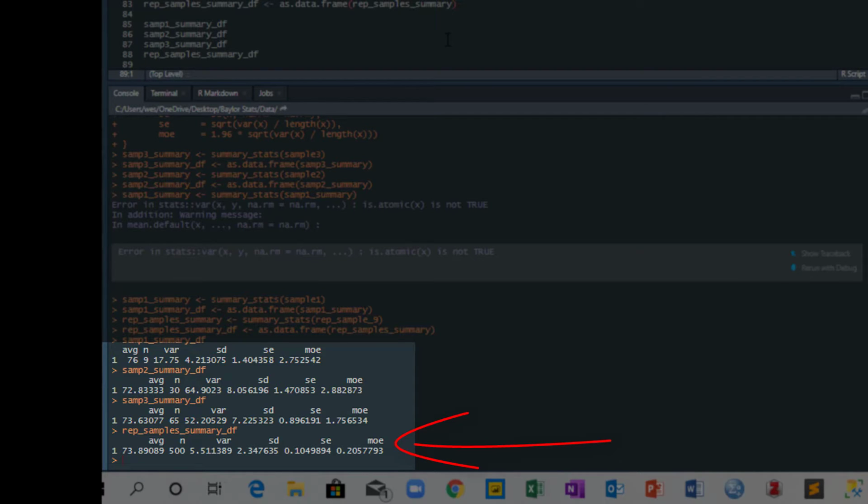Okay, so this is a good place to pause for a minute. In the next video, we'll look at how we estimate the population mean within a confidence interval from a random sample using the standard error.